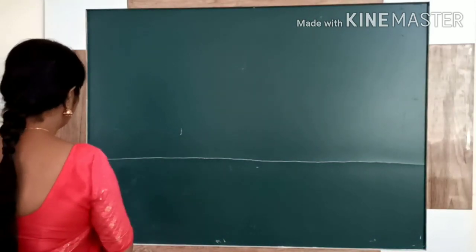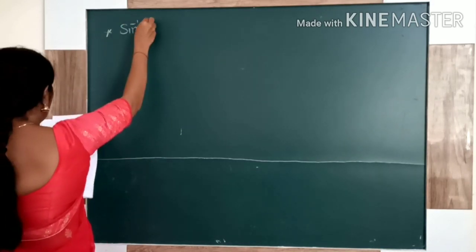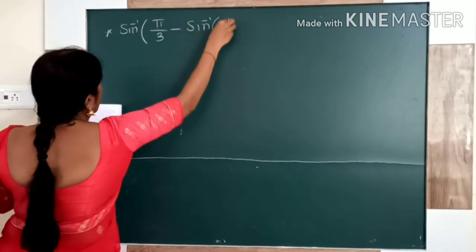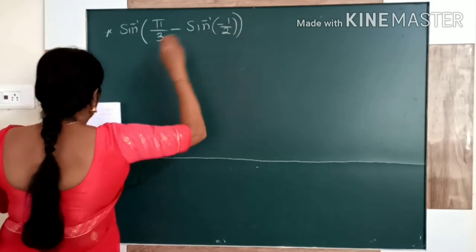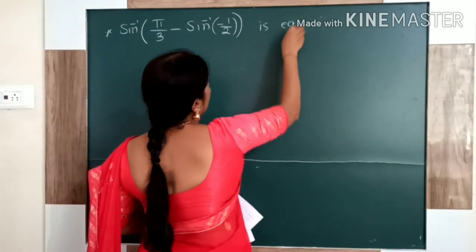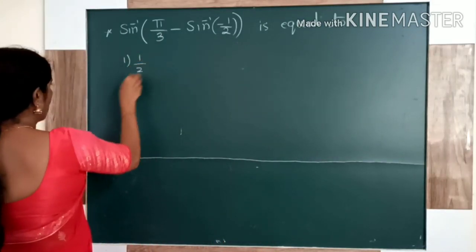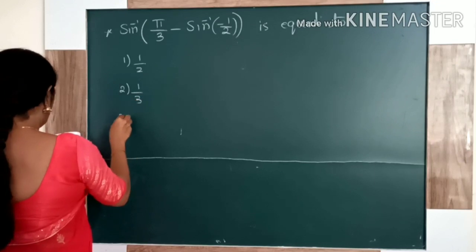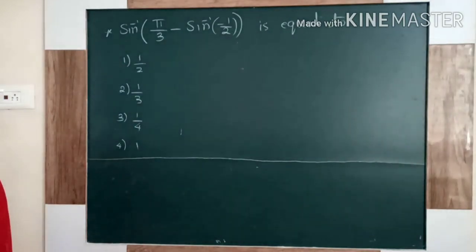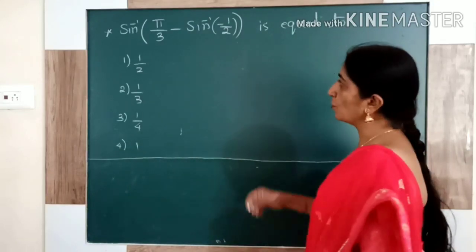Next example, prove that sin inverse pi by 3 minus sin inverse 1 by 2 is equal to: first one 1 by 2, second one 1 by 3, third 1 by 4, fourth 1. So this is a multiple choice question. Sometimes we mark the answer directly, but sometimes we have to solve. Here I am giving you the solution.